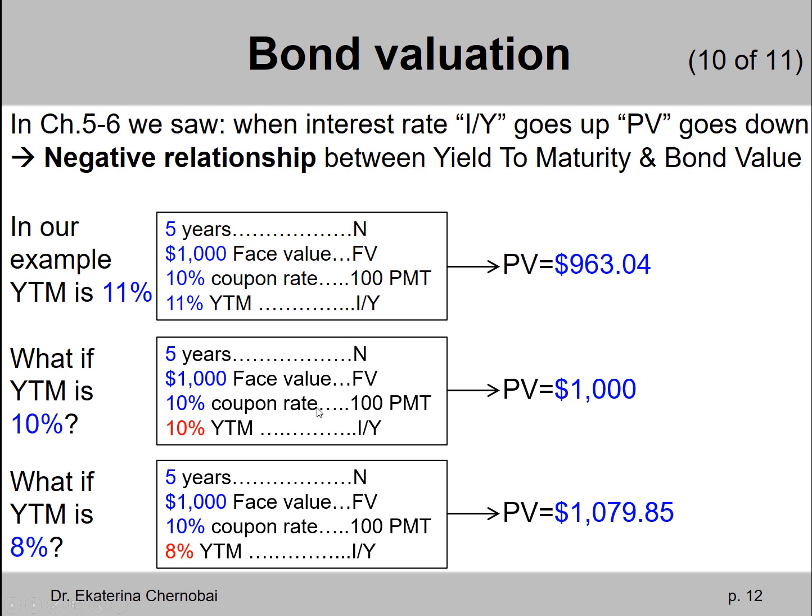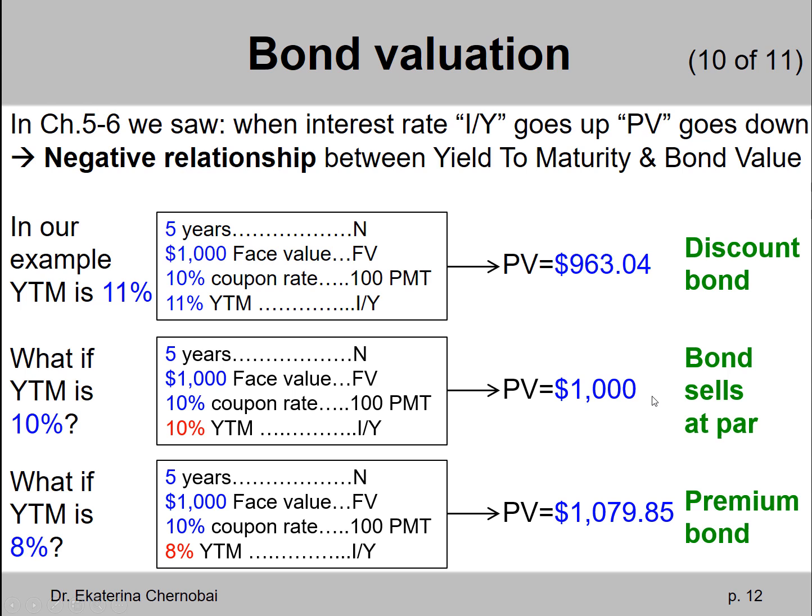So if you know this trick, if you're given the same percentages for the coupon rate and the yield to maturity, don't even spend your time calculating the bond value. $1,000 is your answer. We also say that the bonds that sell at $1,000, which is their face value or par value, sell at par. If they sell for less than their par value, then they are known as discount bonds, right?